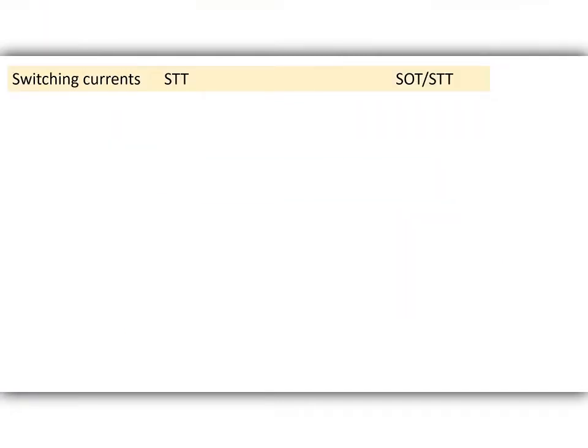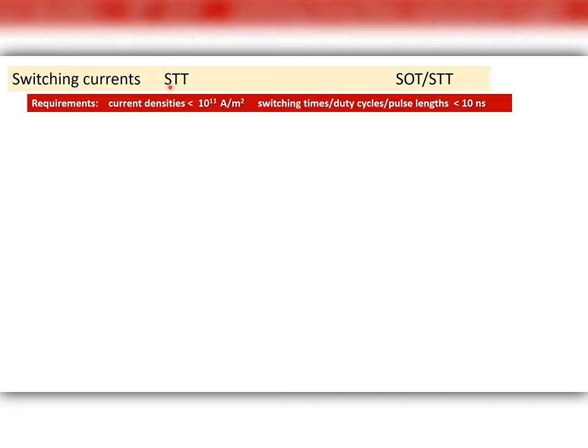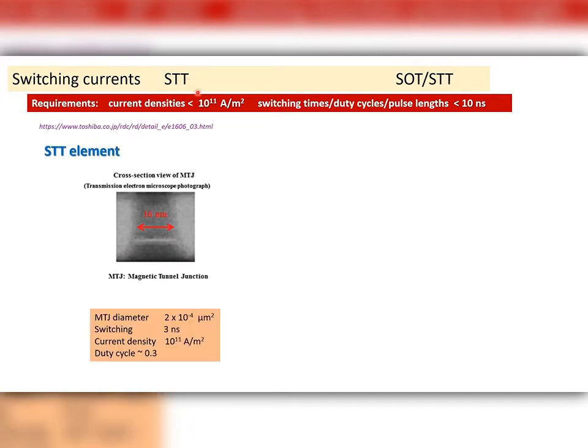So let's look here at the switching current of STT, SOT, STT elements. The requirement from the electronic side is that it has to be, if possible, below 10 to the 11 amps per square meter, and the switching times should be below 10 nanoseconds. For the STT element, here one of the smallest ones, you see switching times of 3 nanoseconds with a moderate current density and therefore a relatively good duty cycle.